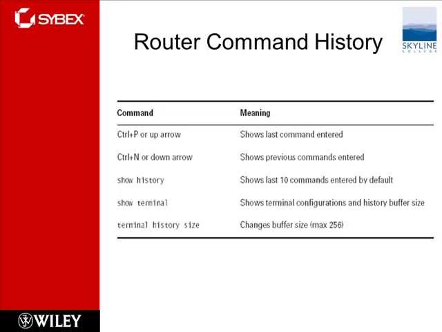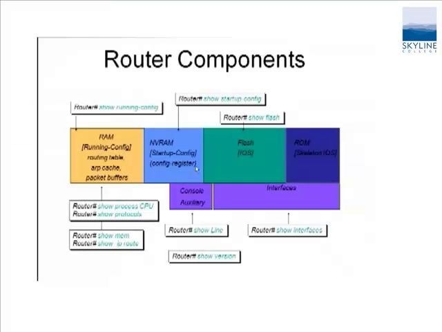You can change how many commands you want in history by changing the history cache. Show terminal, the terminal configurations. Terminal, there we go. Terminal history size. I knew we'd get there. Terminal history size: how many commands do you want stored in this? And I think it does go up to a maximum of 256. That's an awful lot of commands, but it will keep those for you.